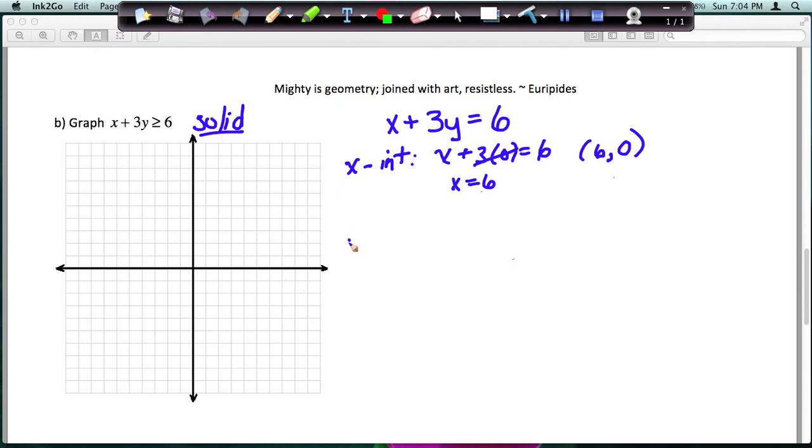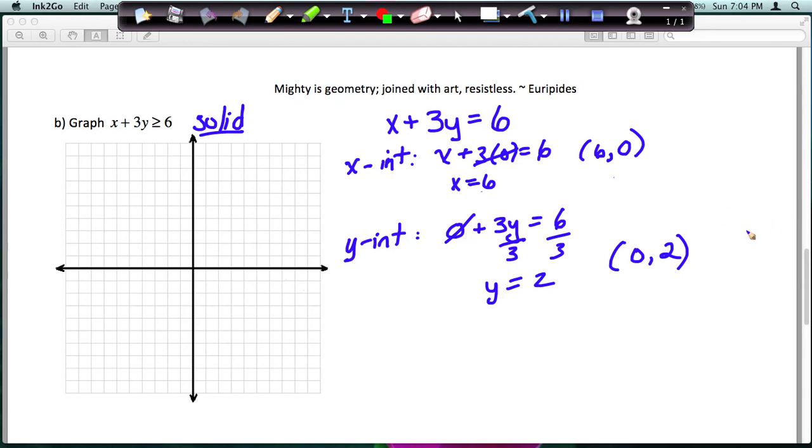Now I'm going to find the y-intercept doing the same thing, except in this case for the y-intercept you do the opposite. You plug in 0 for x and solve for y. So again, this x term basically goes away. You have 3y equals 6. Divide both sides by 3 and you get y equals 2. So this is the point. X is 0 and y is 2.